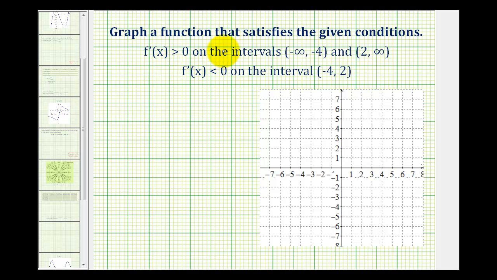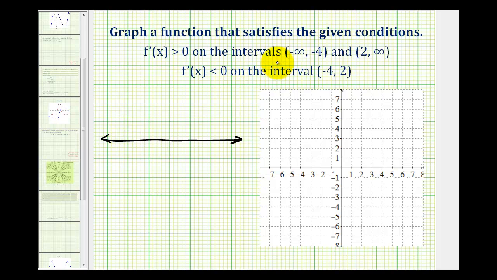We want to graph a function that satisfies the given conditions. f prime of x is greater than 0, or positive, on these two intervals, and f prime of x is less than 0, or negative, on this interval. Let's go ahead and organize this information on a number line.